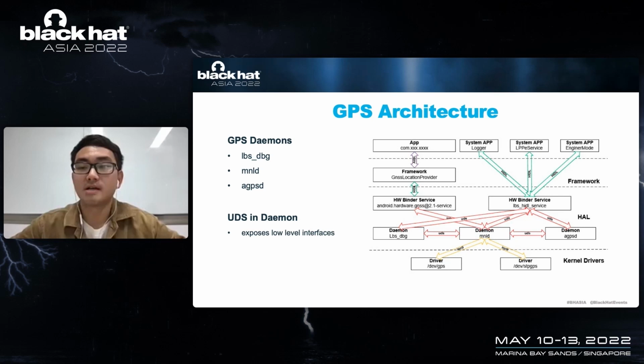And AGPSD is responsible for AGPS, using network information to assist positioning. Each daemon provides some low-level interfaces through the UDS, and the processes in the HAL cooperate through the UDS. And this communication model is very common in hardware modules.